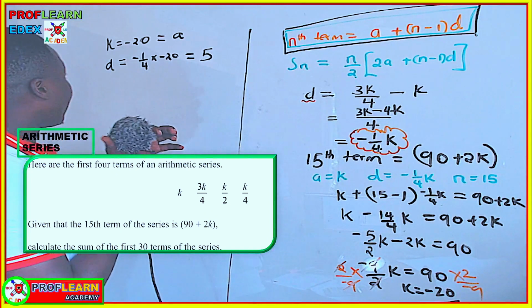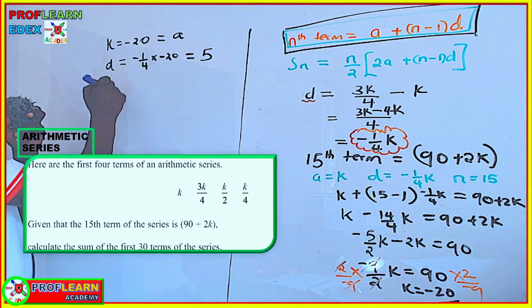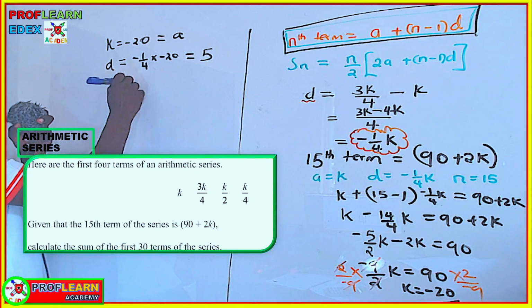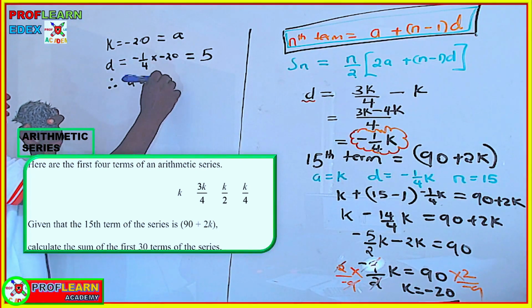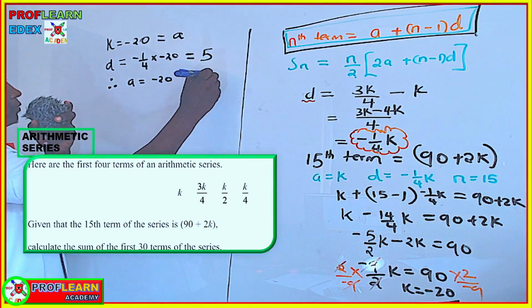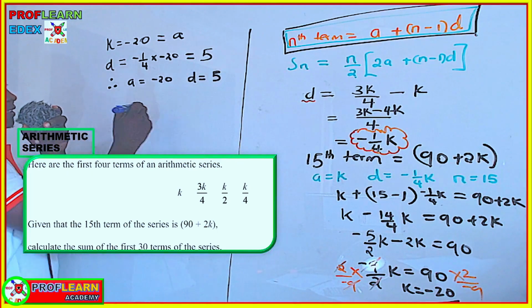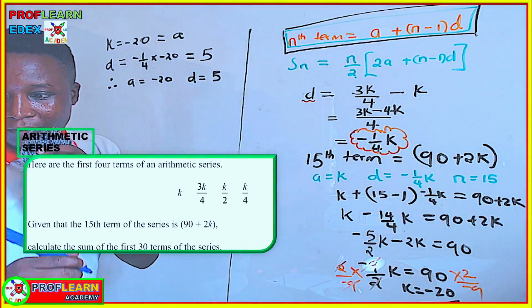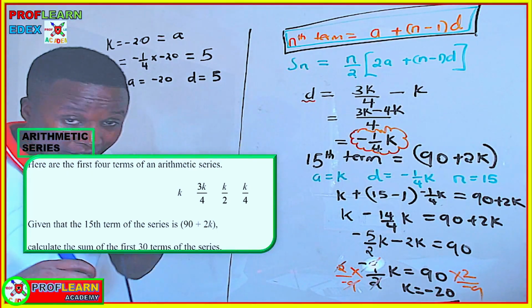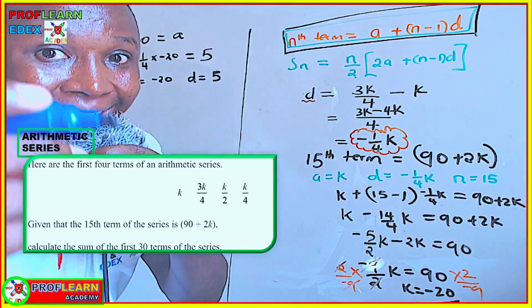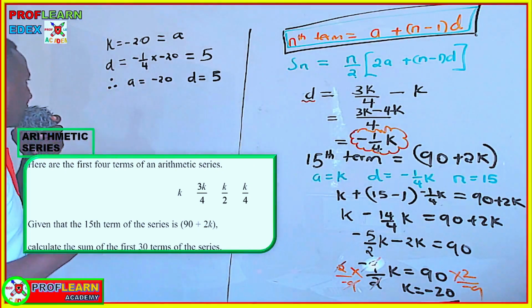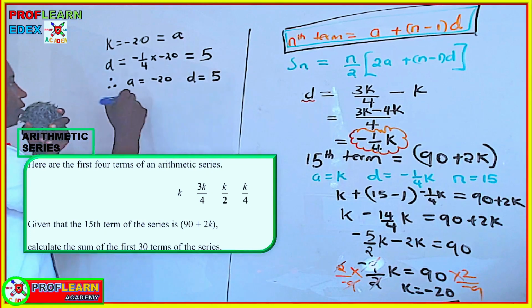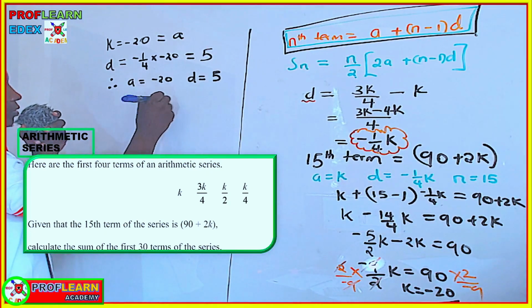Then now, since we have the first term a, we can say a equals negative 20, d equals 5. Then what are we finding? The sum of the first 30 terms. So n is actually 30. In this case, our n is equal to 30.